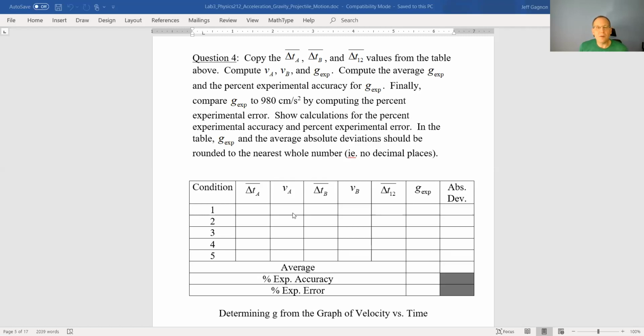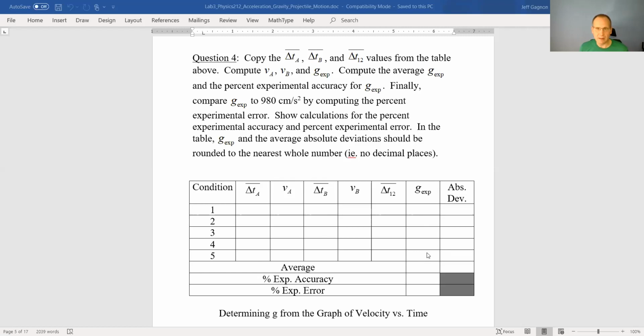For velocities and stuff, the times will still be to 4 decimal places. For the velocity, you can maybe go to 1 or 2 decimal places, but for g, just round to the nearest whole number. So you're going to compute the average, once you get all your g's here, and in theory, they should be the same, right? Because it's a constant.